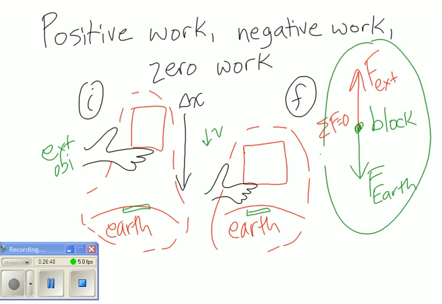Let's point out that pattern again. The displacement is in one direction. The external force is in the opposite direction. And that's why it's negative. In this case, the hand is doing negative work.